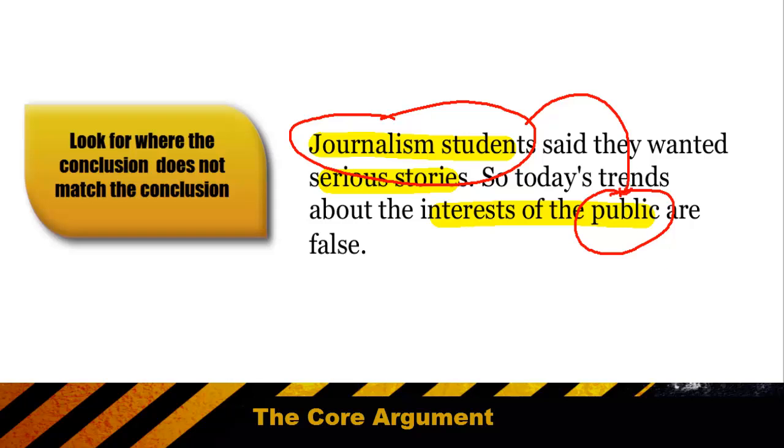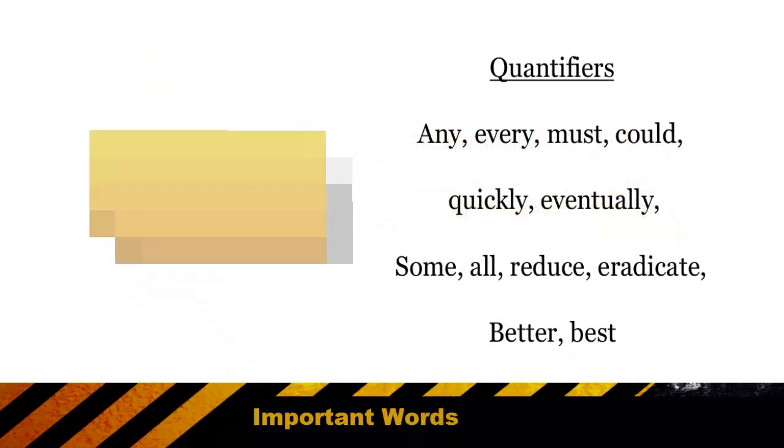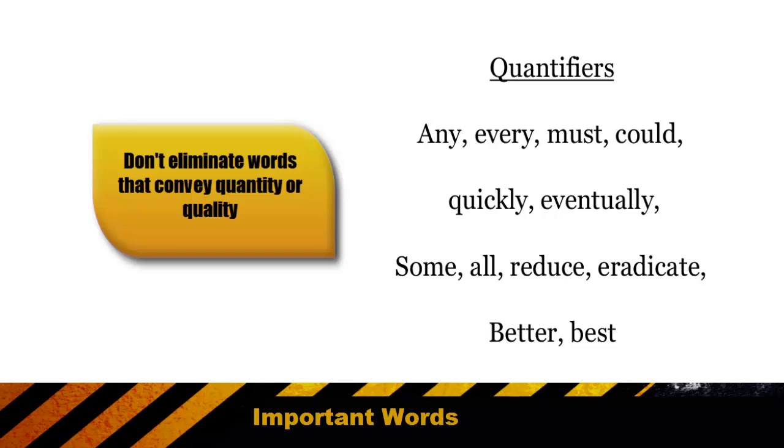Remember, when you are identifying the flaws in an argument, so often what you're really looking for are times when the conclusion does not match the reasoning in the argument. When you're attempting to simplify the argument, there are a few words you really don't want to touch. We call those words quantifiers. Words like any and every and must and could.